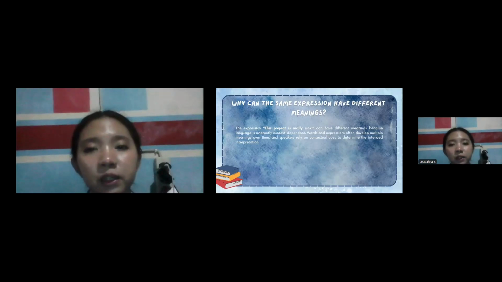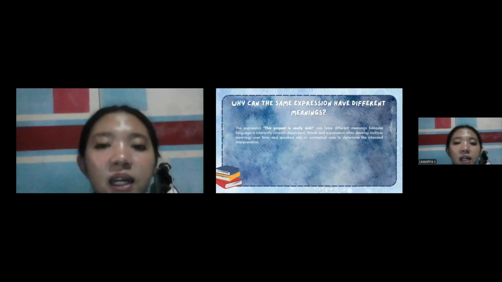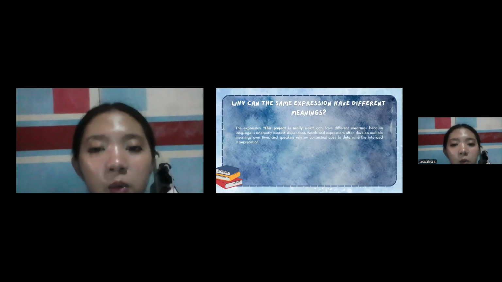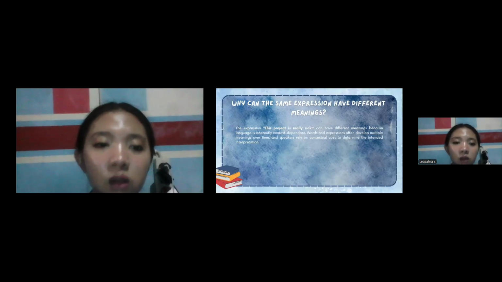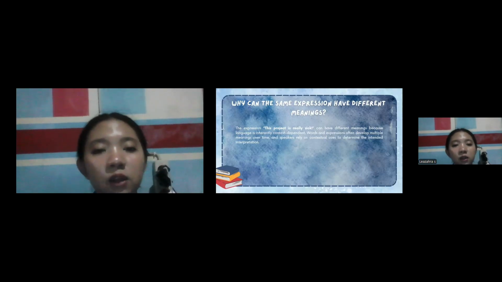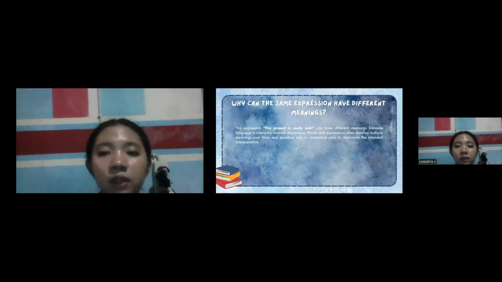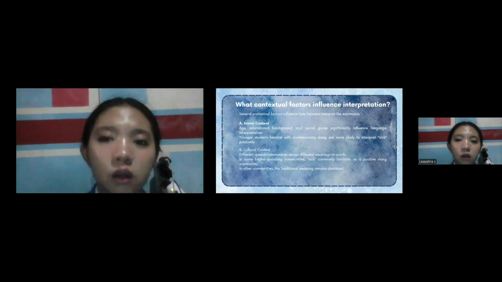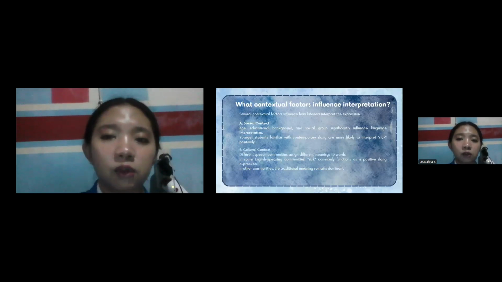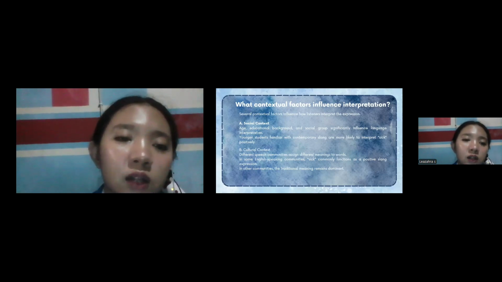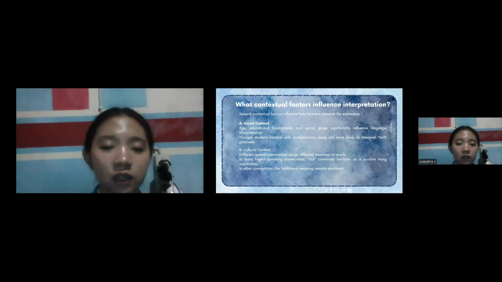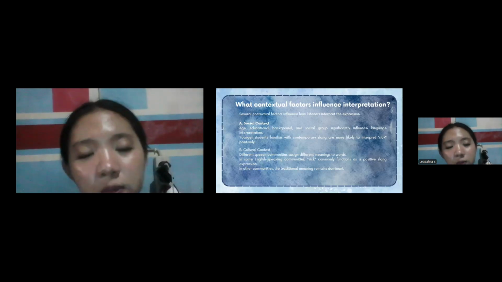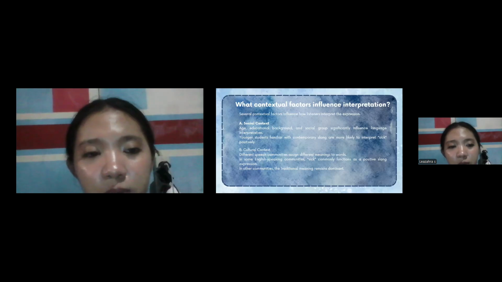Why can the same expression have different meanings? Because language is inherently context-dependent. Words and expressions often develop multiple meanings over time, and speakers rely on contextual cues to determine the intended interpretation. What contextual factors influence this? A. Social context. Age, educational background, and social group significantly influence language interpretation. Younger students familiar with contemporary slang are more likely to interpret "sick" positively.